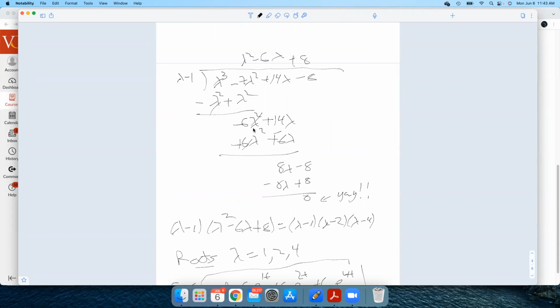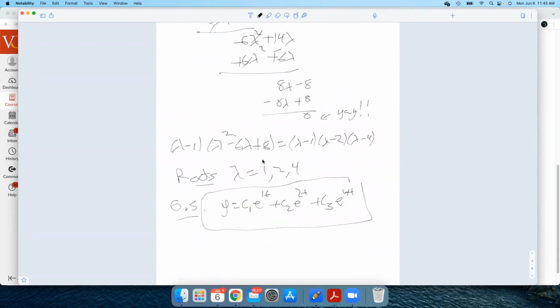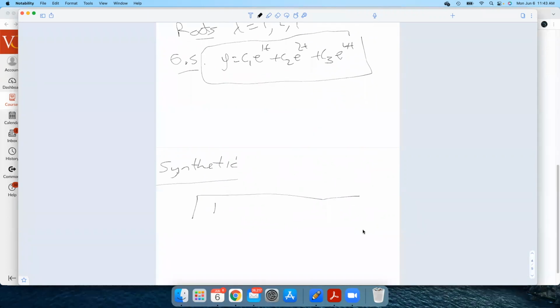It really is. So for synthetic, we just write our coefficients here, which were 1, -7, 14, and -8. Write your coefficients. My root was lambda minus 1. So I write the root here, not the negative 1. It's always lambda minus the root. The root was 1. Okay, first guy you just bring down. And then it's multiply and add all the way across.